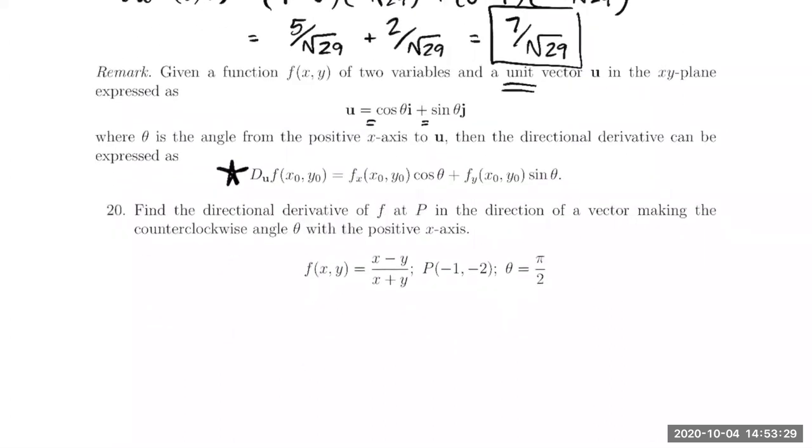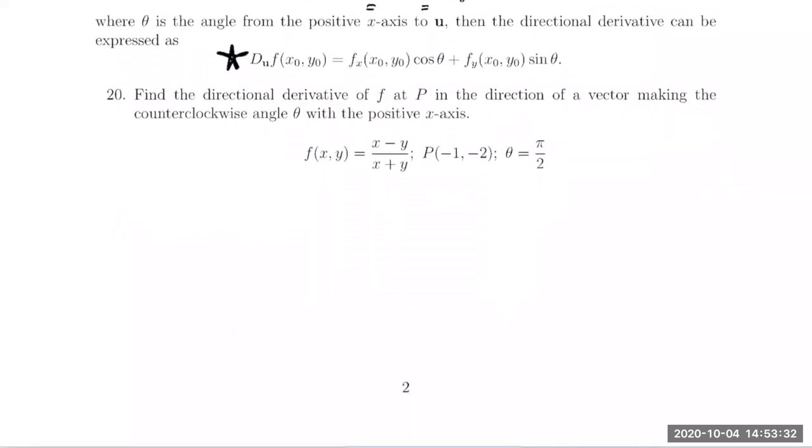So in this particular setup where we're writing our unit vectors in terms of sine and cosine, we can then express our directional derivative in this format as long as we know the angle theta from the positive x-axis to our vector. So let's take a look at this example, number 20. Find the directional derivative of f at p in the direction of a vector making a counterclockwise angle of theta with the positive x-axis. All right, so let's dig in.